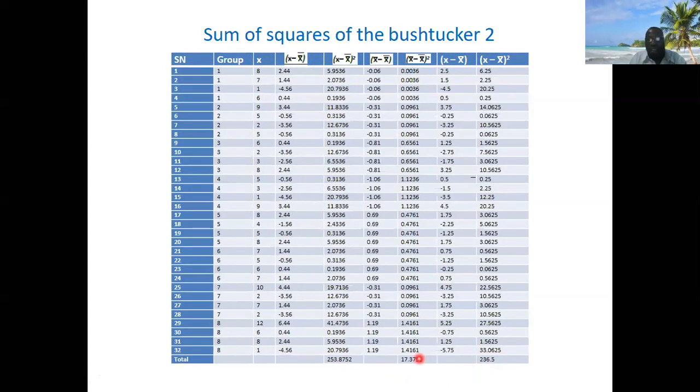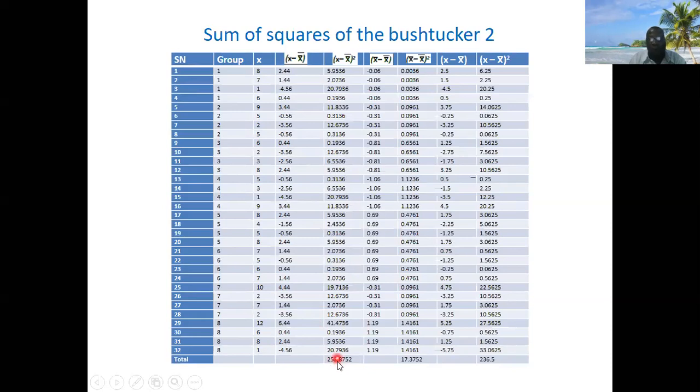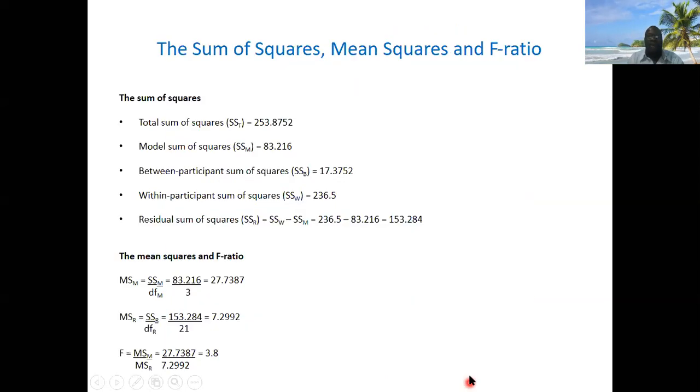Now, this one, if you look at it, the total sum of square is still the same whichever way you do it. But this is sum of square between participants. This is the residual. Now, the residual sum of square will be this minus this: sum of square within minus model. Can you see? It gives you 153.284.